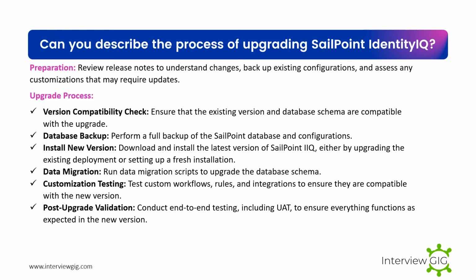Install new version. Download and install the latest version of SailPoint IIQ, either by upgrading the existing deployment or setting up a fresh installation. Data migration. Run data migration scripts to upgrade the database schema. Customization testing. Test custom workflows, rules, and integrations to ensure they are compatible with the new version. Post-upgrade validation. Conduct end-to-end testing, including UAT, to ensure everything functions as expected in the new version.